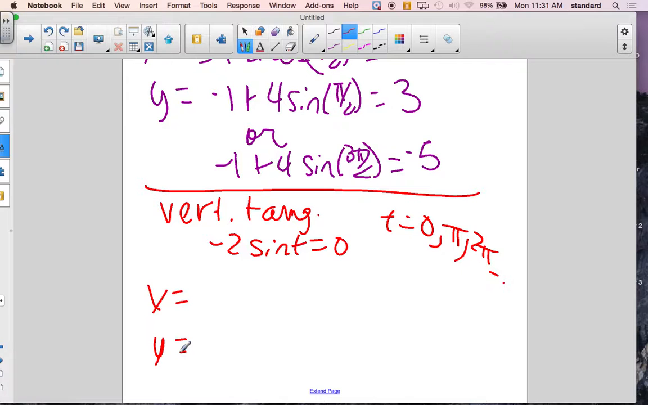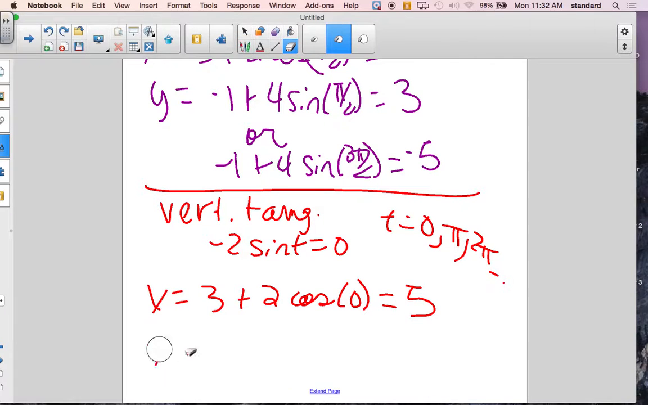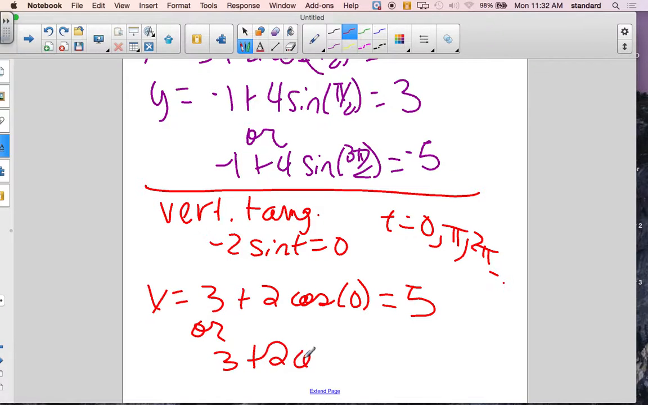X is 3 plus 2 cosine. Let's start with 0. All right, what's the cosine of 0? 1. So this gives me 5. All right, I better do the other one then, right? Because I got a 1, so I'm thinking I also could get a negative 1. Or I could have 3 plus 2 cosine of pi, and I believe that will give me 1, won't it? Yeah, 1. 3 minus 2. Cosine of pi is negative 1. So 3 minus 2, of the whole thing.